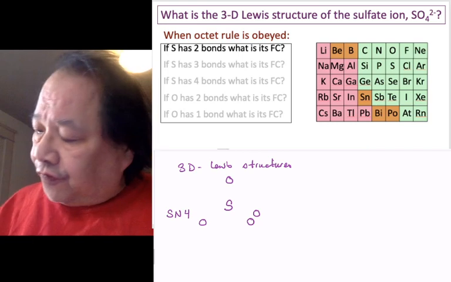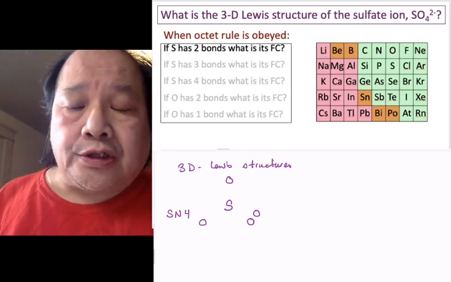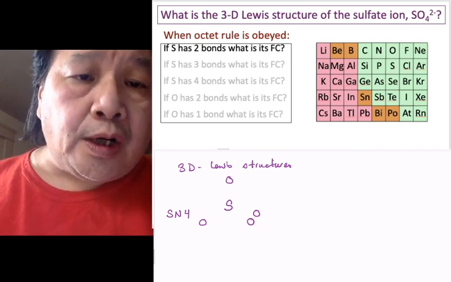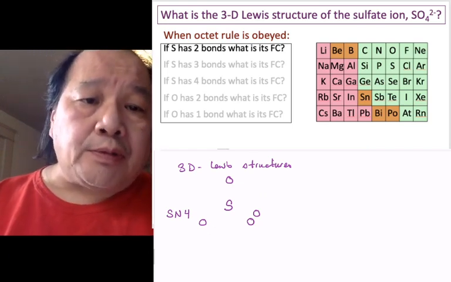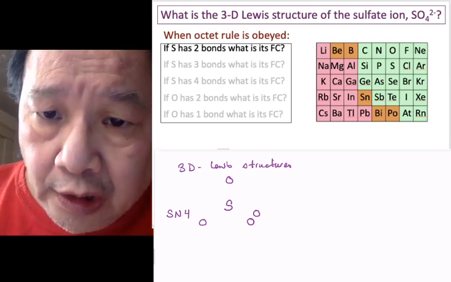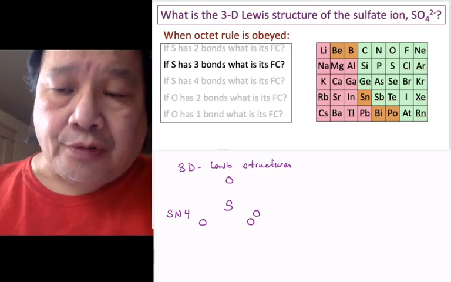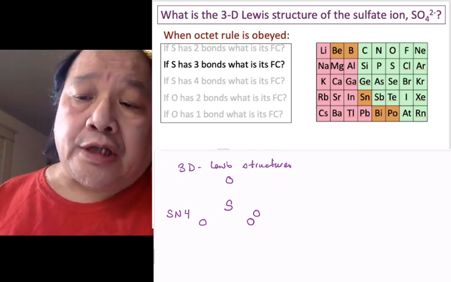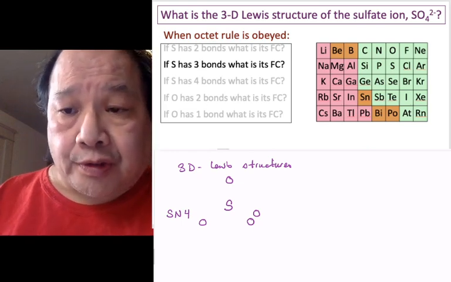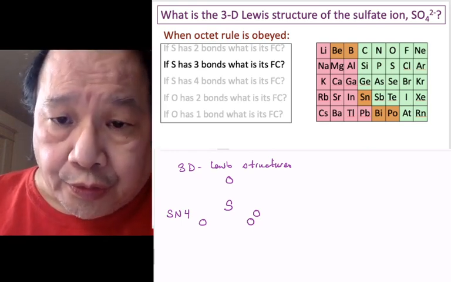If sulfur has 2 bonds, what's its formal charge? Put it in chat. Well, it's the oxygen column, so its formal charge is 0. If sulfur has 3 bonds, what's its formal charge? These are the facts you need to know. The atom that most naturally gets 3 bonds is phosphorus, the pnictogen column. So sulfur would be +1 with 3 bonds.